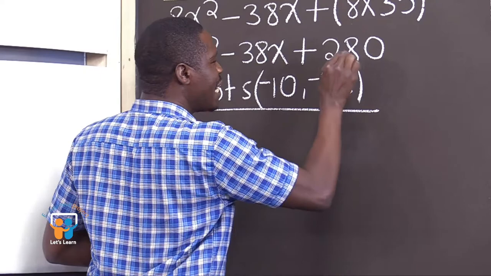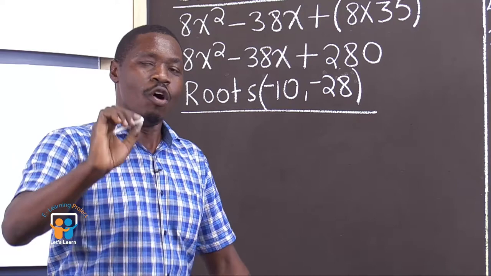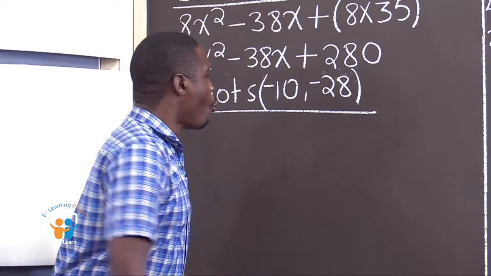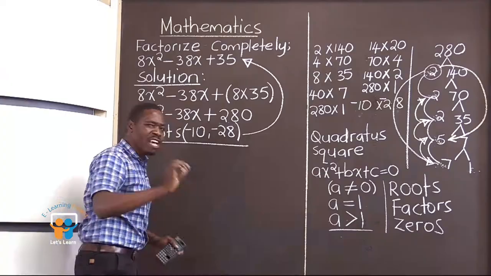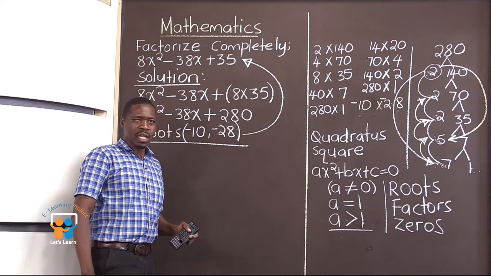Now, after getting those roots of the quadratic equation, we are going to go ahead and fix them in the original quadratic equation. We don't fix them in the equation which we got by multiplying A times C. We fix these into the original quadratic equation. Never forget. Now, after learning that, what are we going to do?